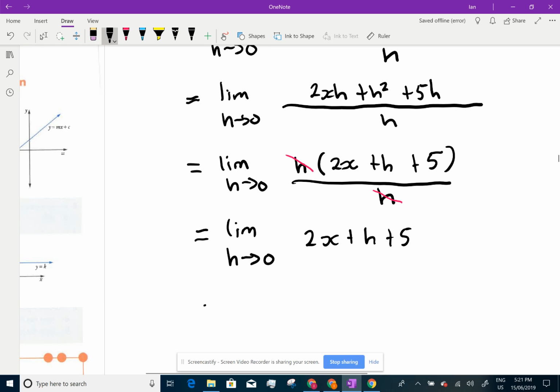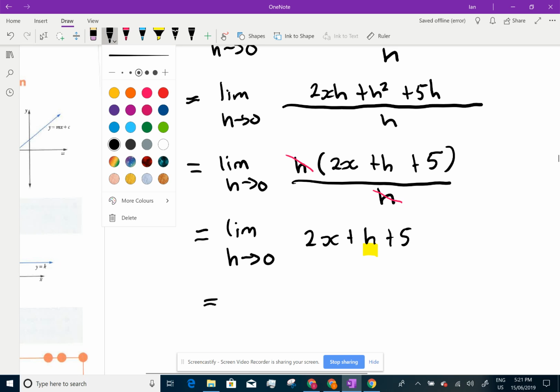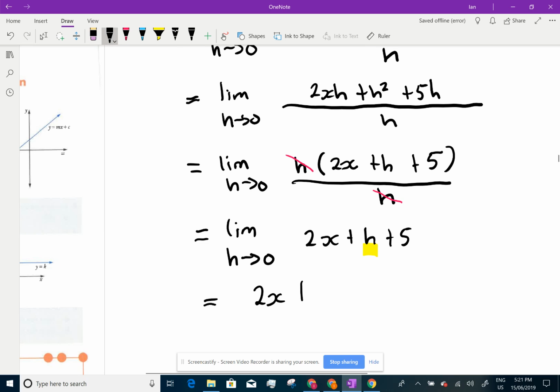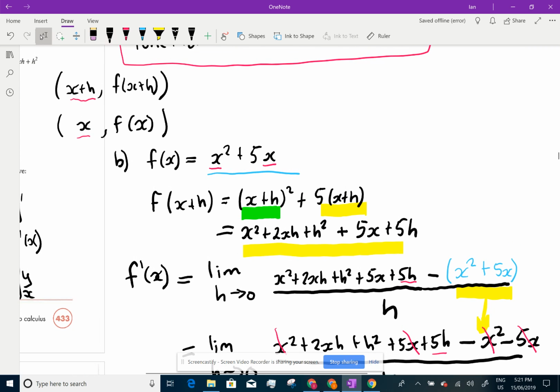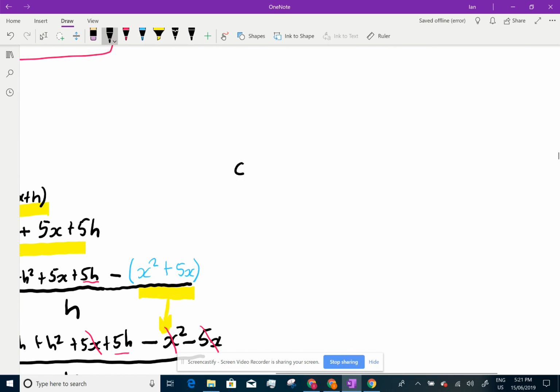Now, as h approaches 0, that's going to become 0. So all I'm left with is 2x plus 5, which is the derivative or the gradient function, which is the equation or the function of the tangent. It's a tangent at any point on that curve, that original curve. All right, so that was 11b.